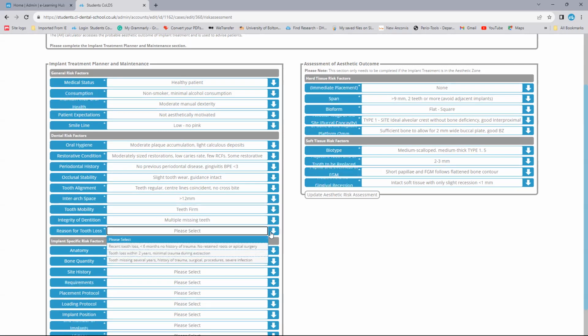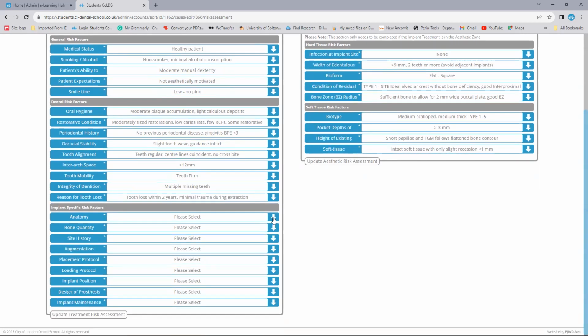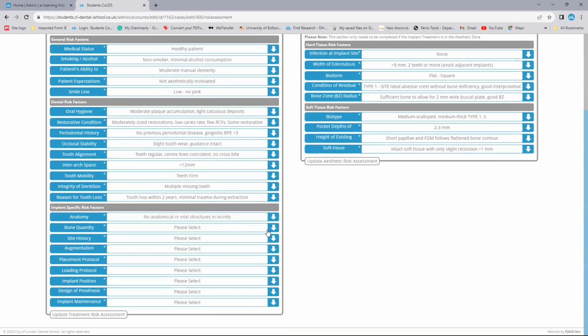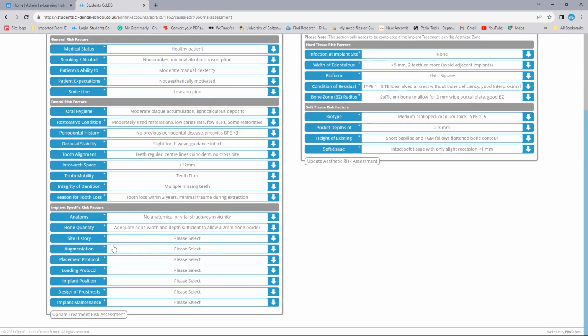Reason for tooth loss was why did he lose the teeth? I think he had root fillings and caries. Okay. So basically, recent loss less than 4 months, tooth loss within 2 years, tooth missing for several years. I think probably within 2 years. Okay, that done. Then we go to anatomy. No anatomical structures in the vicinity to worry about. We were happy with that. Bone quality, adequate bone, sufficient to allow a 2 millimeter border around the implants. Site history: there was no previous implant placement.